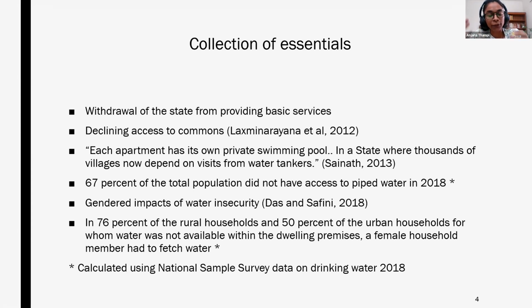But also, this is again borne out by the national level data, which indicates that in 76% of the rural households and half of the urban households where water was not really available within their premises, it was a female household member who had to fetch water. So here I'm specifically referring to water as one indicator of social reproductive labor, but of course it would apply to a lot of other kinds of activities that have to be undertaken for sustenance.